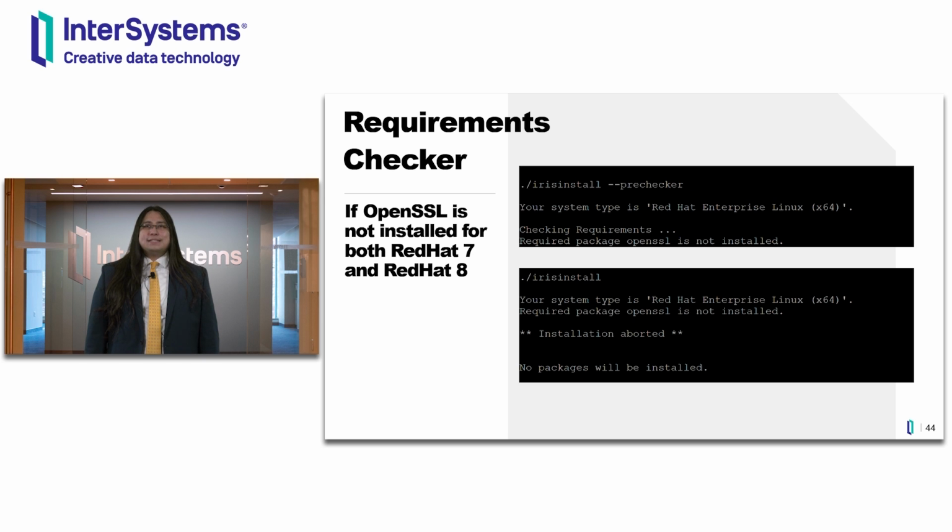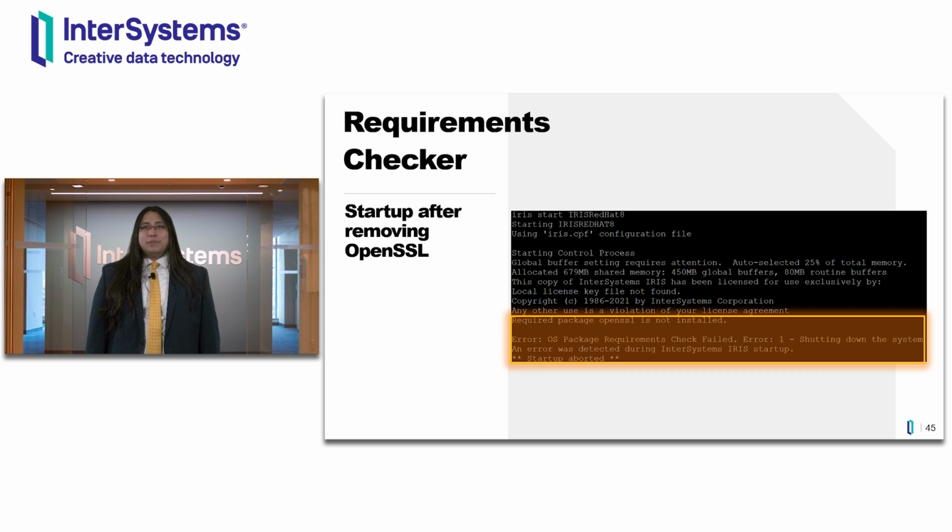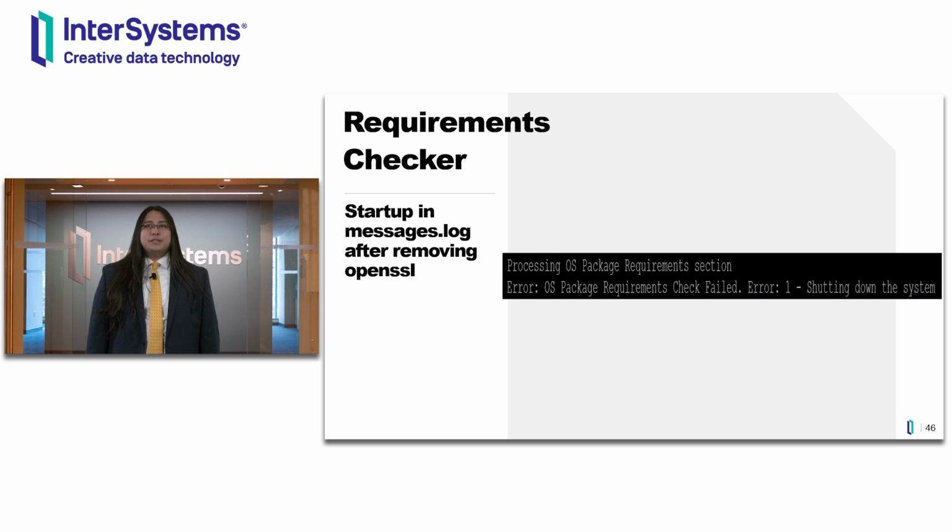Now, what if OpenSSL isn't installed on the operating system? Then, on both Red Hat 7 or Red Hat 8, the requirements checker will report required package OpenSSL is not installed, and if you attempt to run the install, it will abort. If you had already successfully installed an instance, but then someone removed OpenSSL from the operating system, then when the instance tries to start up, it will report that OpenSSL is not installed and will abort startup. Here's that message after running Iris start, and there's the same message that appears in the messages.log.